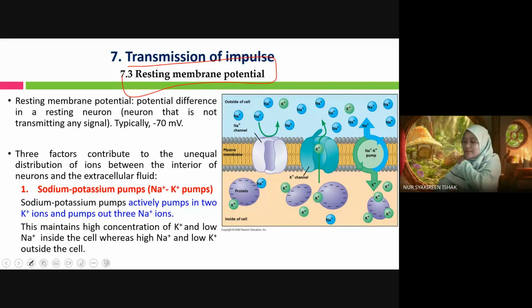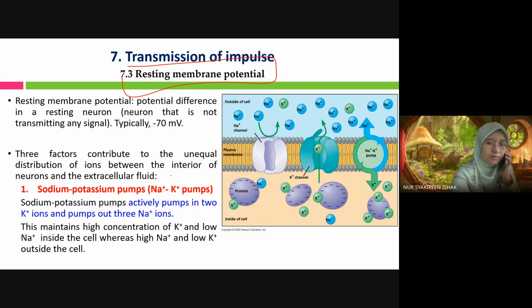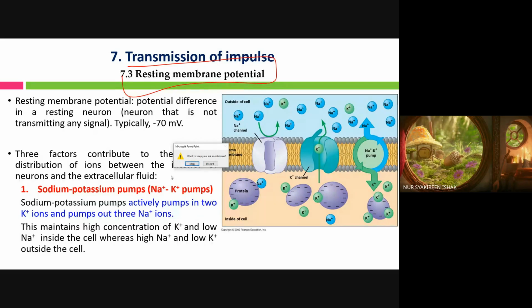Okay. So resting potential. Sekejap ya kelas. Hello. Tengah lecture. Sekejap. Nanti buka Okay.